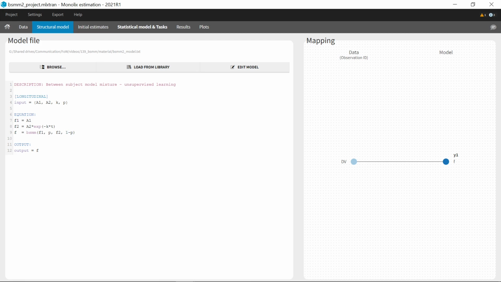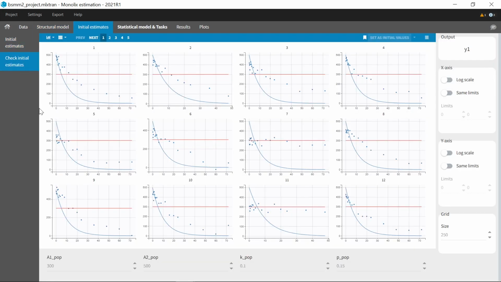P is a population parameter of the model to estimate and corresponds also to the fraction of non-responders in the population. Note that several BSMM functions can be used in the same structural model with a common probability p or with different probabilities. However, they define independent model mixtures. In addition, the output of BSMM, here f, cannot be used as part of a further equation, but must be used directly as output of the structural model. In check initial estimates, the predictions for both f1 and f2 are visible on each subplot with different colors. The initial estimate for p is not used for these predictions.